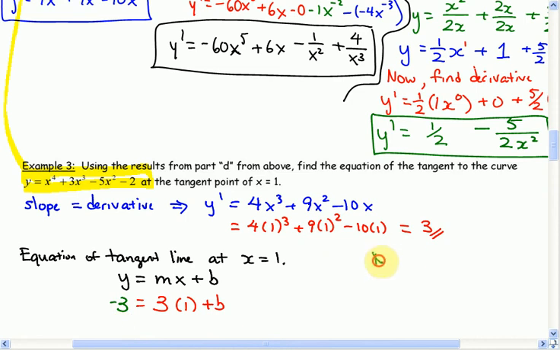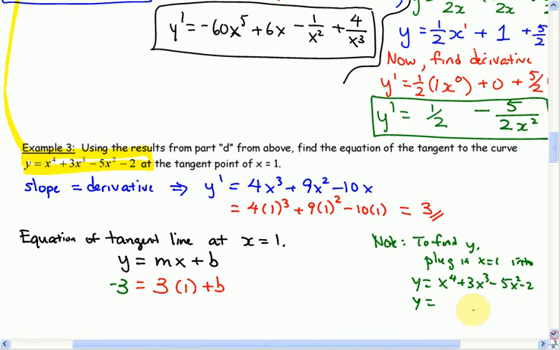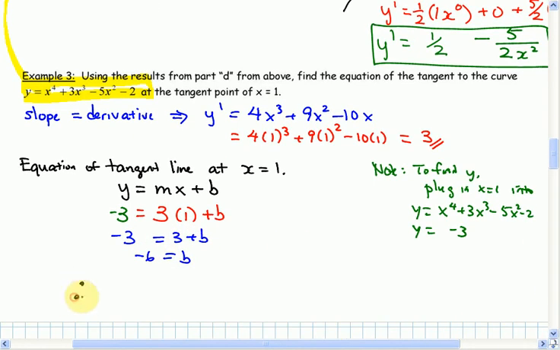To find y, what you want to do is plug in x equal to 1 into which equation? Well, it's the original equation, right? The first one, not the derivative one. And then I think if you do that, Helena says you get negative 3. I trust her. Maybe that's a mistake, but we'll see. So I think b is equal to negative 6. And so all that work, your equation of the tangent line is y equals 3x minus 6.